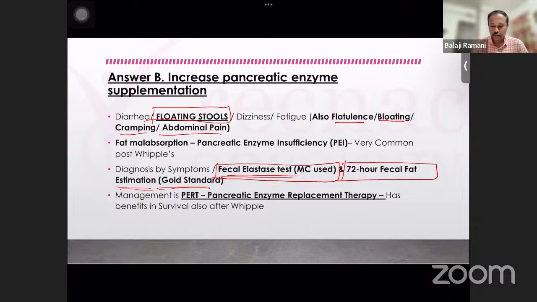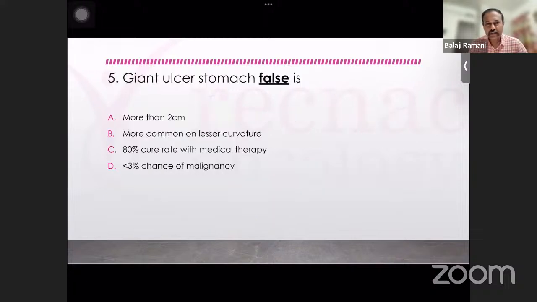So fat malabsorption due to pancreatic enzyme insufficiency is very common. Management is enzyme replacement therapy. As I already said, there is benefit in overall survival also whenever pancreatic enzyme replacement therapy is used post a Whipple's scenario.